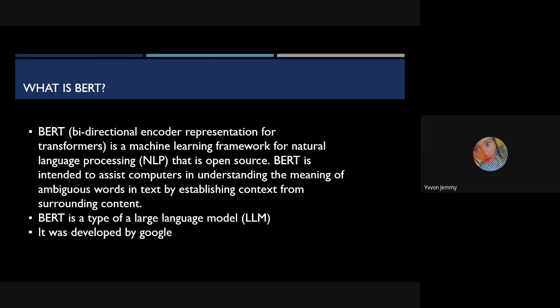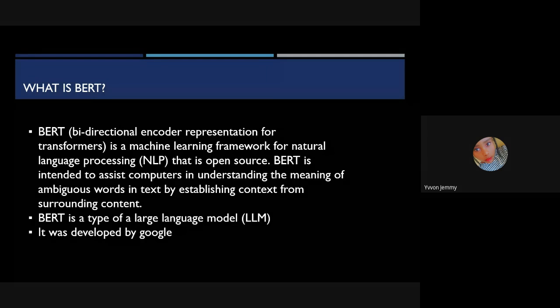BERT is used to help computers understand the context of a word. For example, "the cat came." BERT will understand the context of that cat in a sentence. BERT is a type of large language model, LLM. We will meet LLMs on the next slide. Let's just know that BERT is a type of LLM and it was developed by Google. LLM stands for large language model, and they are used mostly to create things like chatbots. For example, ChatGPT is an LLM that was used to create it.